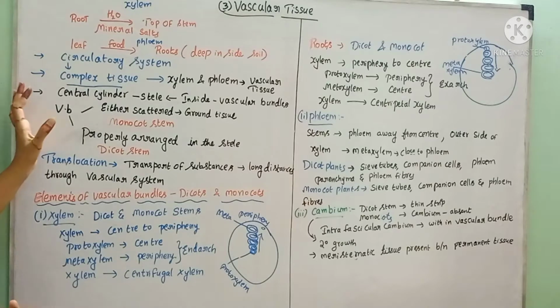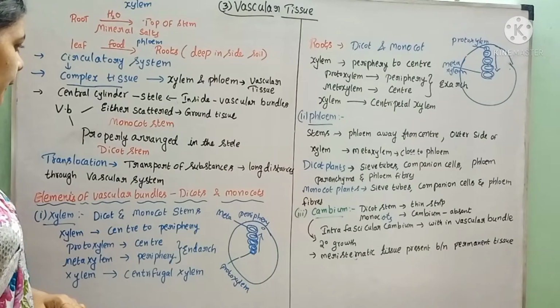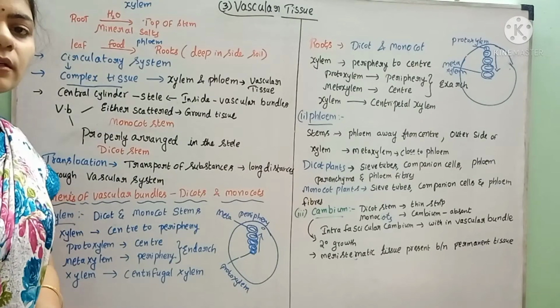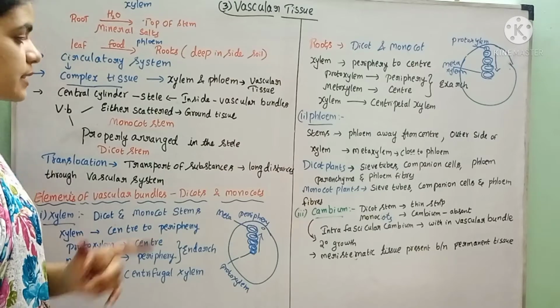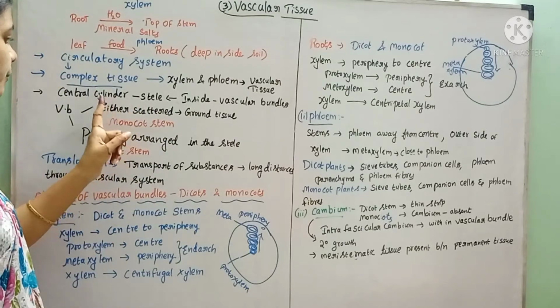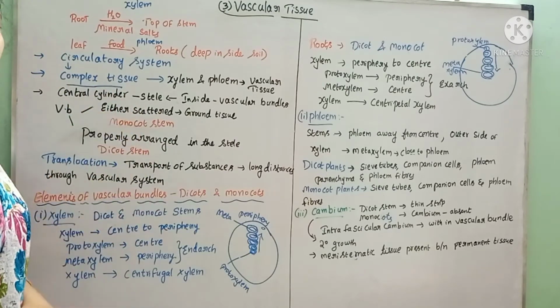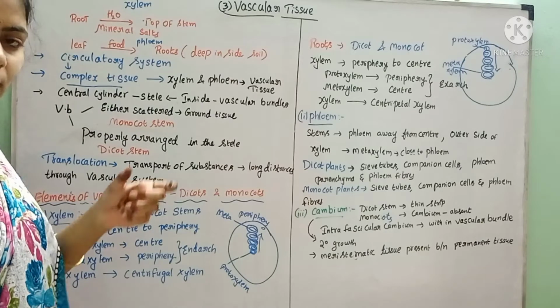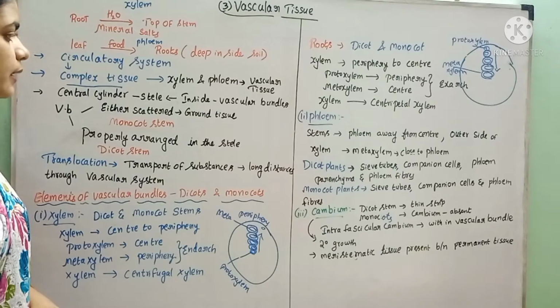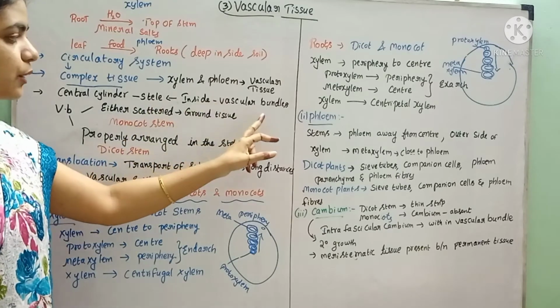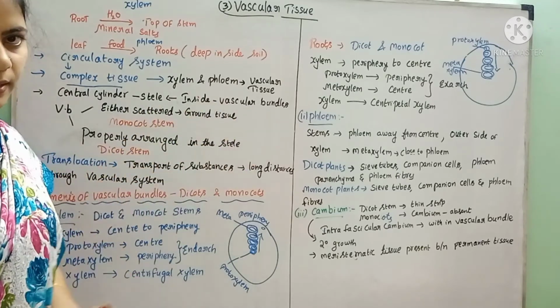Here, these xylem and phloem are located. As we have studied in the endodermis, inside the endodermis there is the stele, right? Both in the root and stem, there is a central cylinder which is called the stele. Inside this stele only the vascular bundles are arranged.